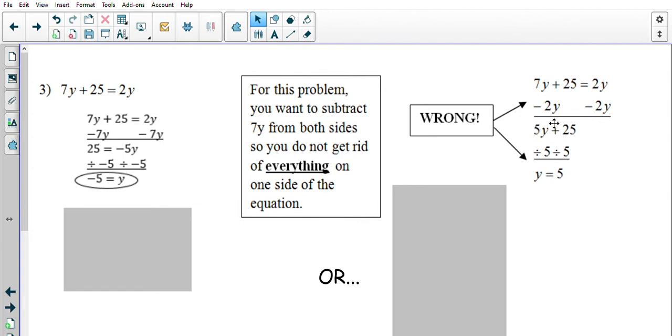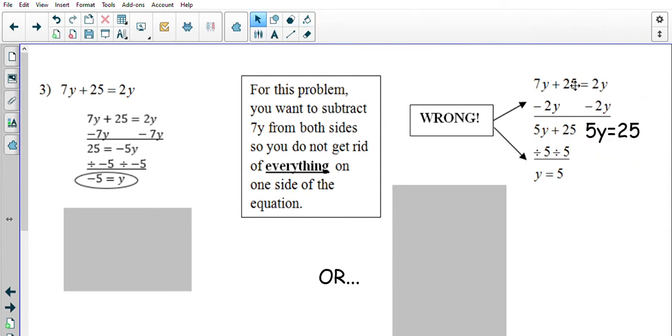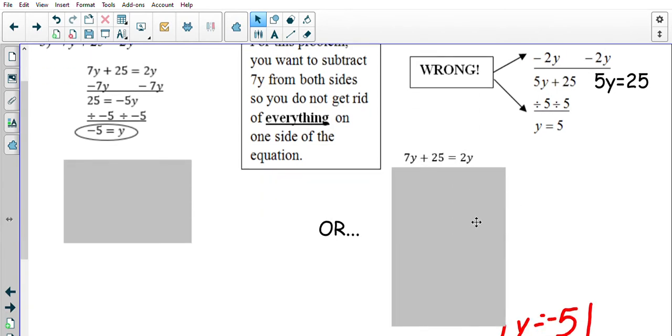Or I sometimes see students who drop the plus sign here and they just move the 25 over to the right-hand side. They'll actually write 5y equals 25 here, which also is not correct because that 25 was on the same side as the 5y. You can't just move it to the other side without either adding or subtracting it. Now, I do want to show you another way you could do this problem.